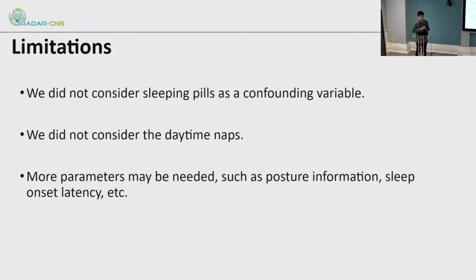However, there are still some limitations. We did not consider the sleep partners as confounding variables, and we did not consider daytime naps. Some important parameters may be needed, such as postural information and sleep onset latency, that were not provided by the old version of the Fitbit devices, so we may need a new version. These variables are important for estimating insomnia.